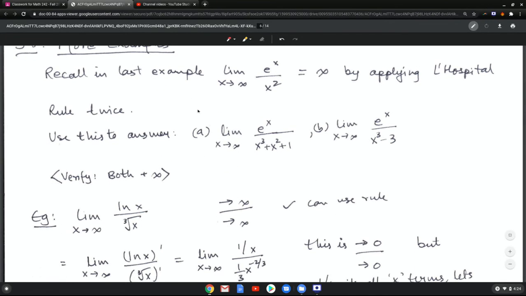More examples. Recall in the last example, we saw that e to the x over x squared equals infinity by applying L'Hopital's rule twice. Use that method to answer the following, these two, a and b, and then verify that both of them should come out to be positive infinity.